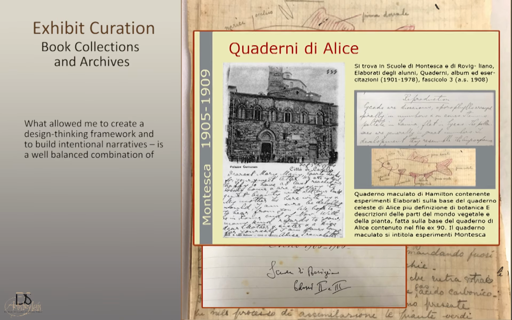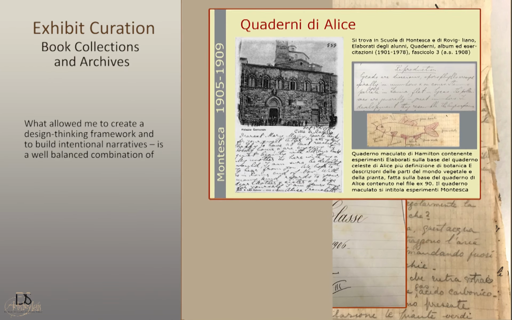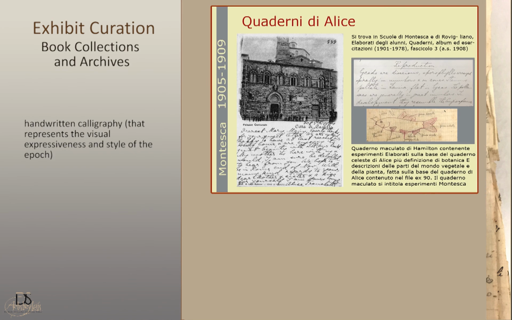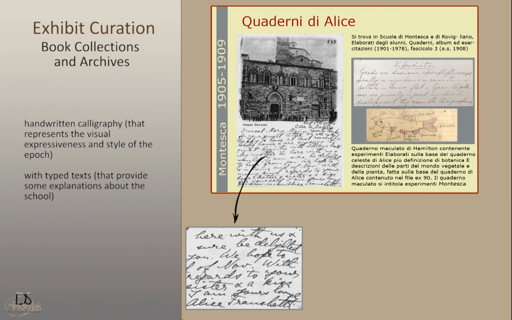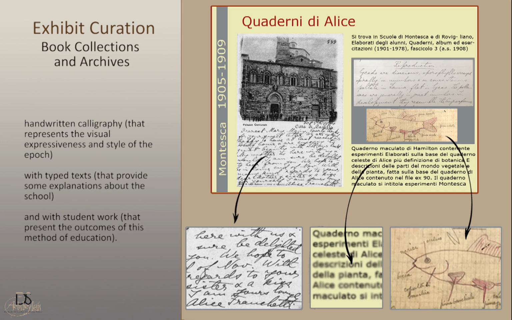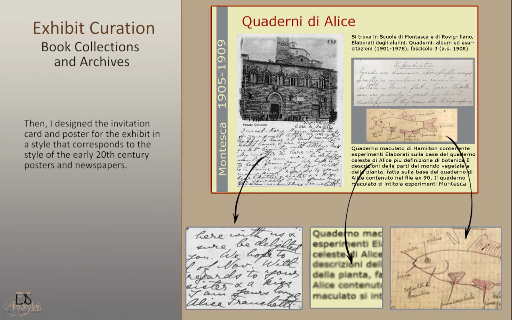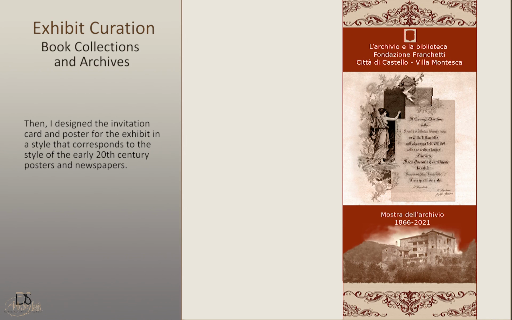What allowed me to create a design thinking framework and to build intentional narratives is a well-balanced combination of handwritten calligraphy that represents the visual expressiveness and style of the epoch, with typed texts that provide some explanations about the school, and with student work that presents the outcomes of this method of education. Then I designed the invitation card and posters for the exhibit in a style that corresponds to the style of the early 20th century posters and newspapers.